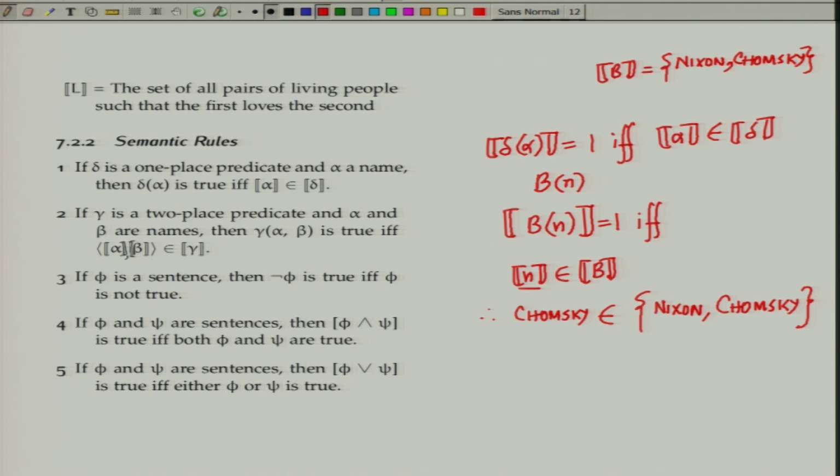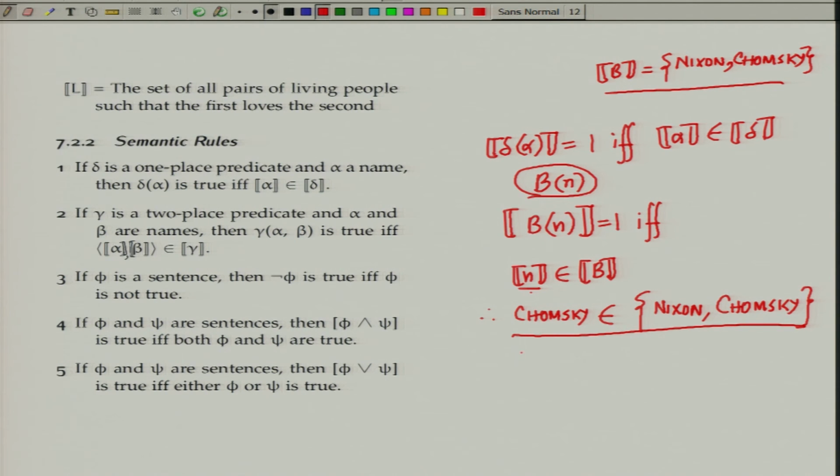Now, we can easily verify, we can tell that the sentence B N is true with respect to the model we are talking about. In our model, this is the reference of B and this is the reference of N. If that is the case, then with respect to that model of ours, this is a true sentence.